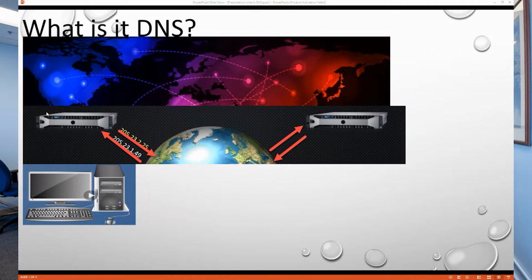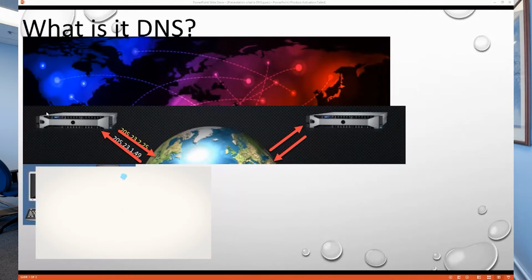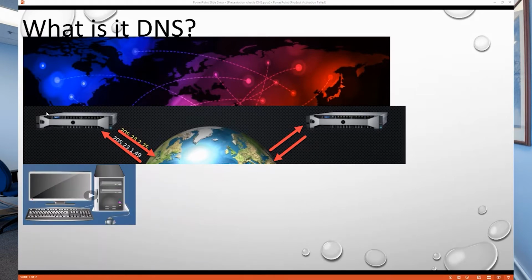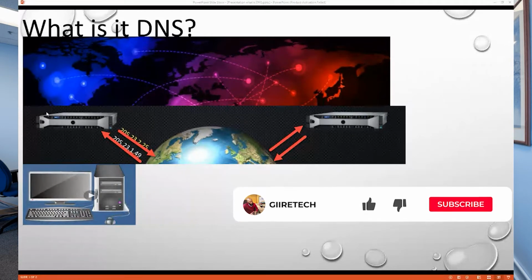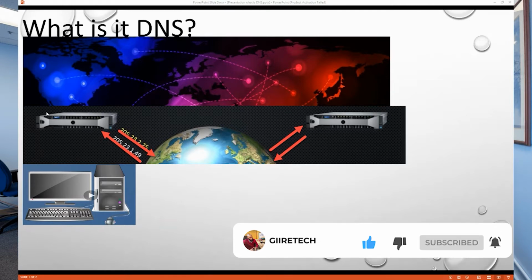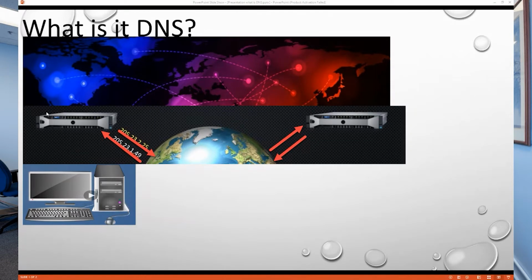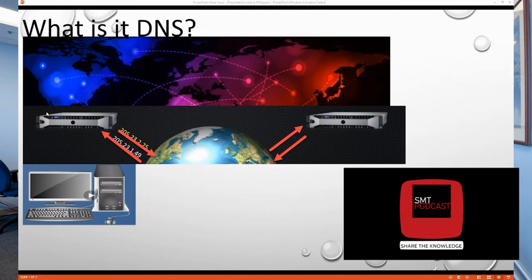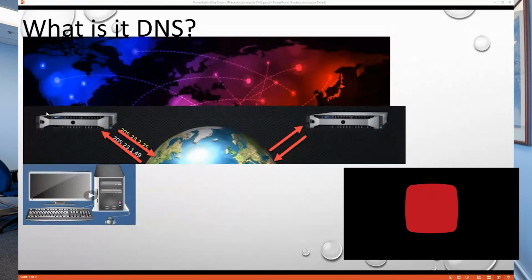DNS allows us to search the internet using names that we're familiar with. For example, have you ever used Google to search for the best price on a merchandise that you want to purchase on your browser? Your browser displays a list of stores with the best price.